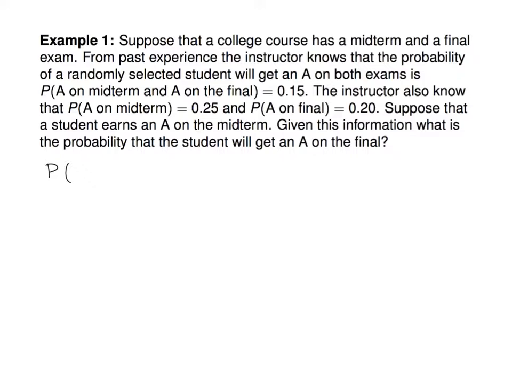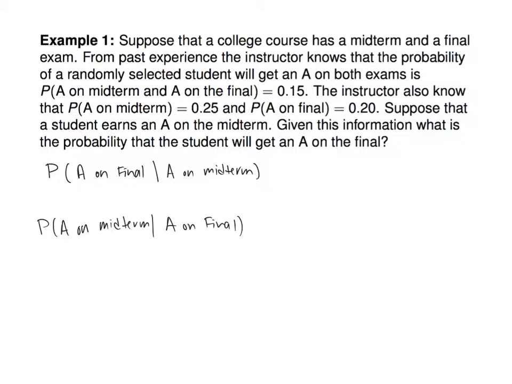So we're looking for a probability. Well, should we do this? Probability of A on final given A on midterm. Are we looking for that one or this one? Which one? The first one. The thing that comes after the bar is the given, which means it's the thing that you know. You know you have an A on the midterm, right? That's what you're given. Okay.